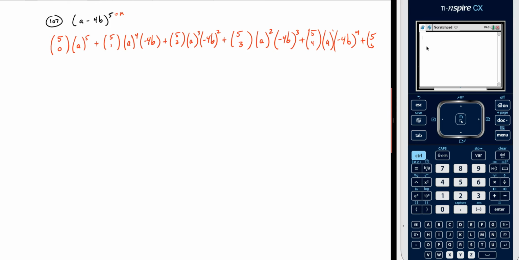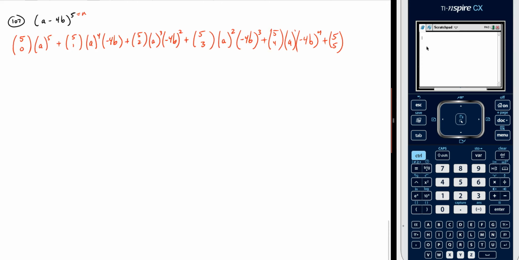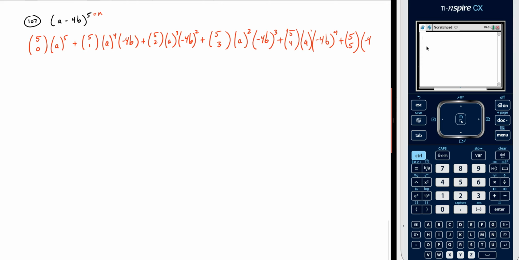plus 5 choose 5 times negative 4b to the fifth. And just to clarify one more time, you'll see that this 0 or this 1 or this 2 always corresponds to the exponent on the second variable. So 2, 2, 3, 3, 4, 4, 5, 5. And then from there, we can get all those coefficients using our calculator.